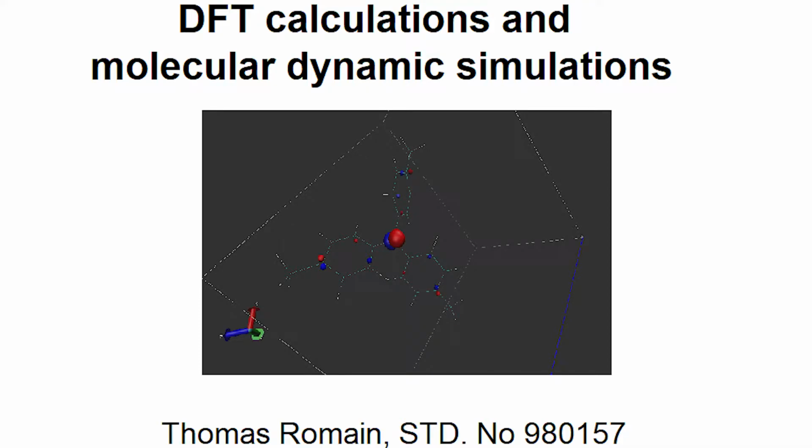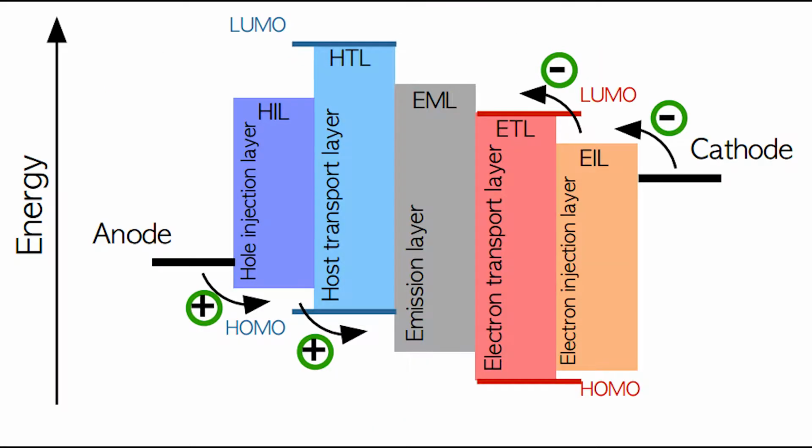Organic light-emitting diodes, or OLEDs, require a combination of an electron injecting layer and a hole injecting layer. The combination of electron and hole is where the emission comes from. Each layer has to be suited for transferring either electrons or holes.